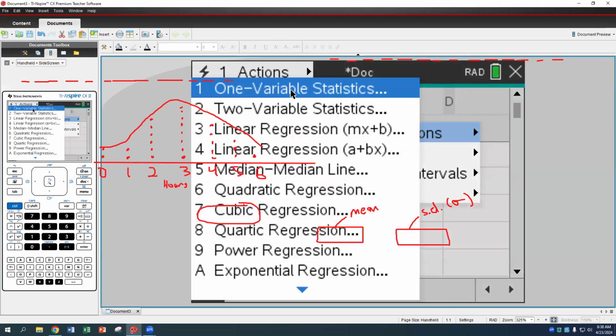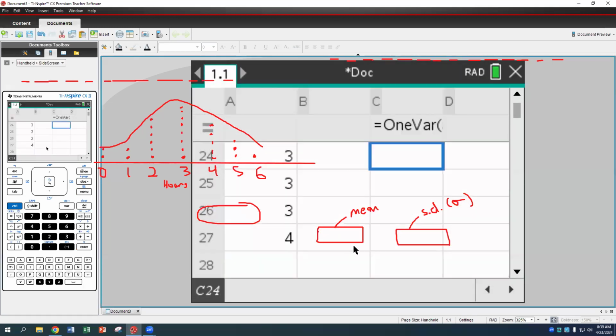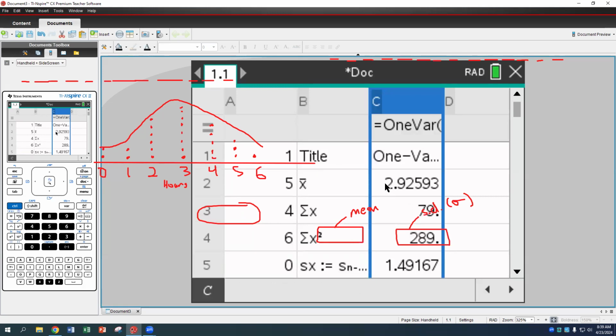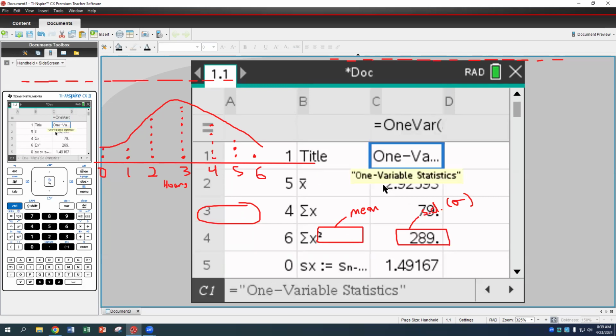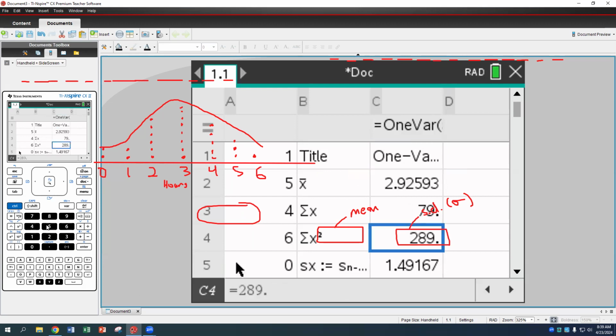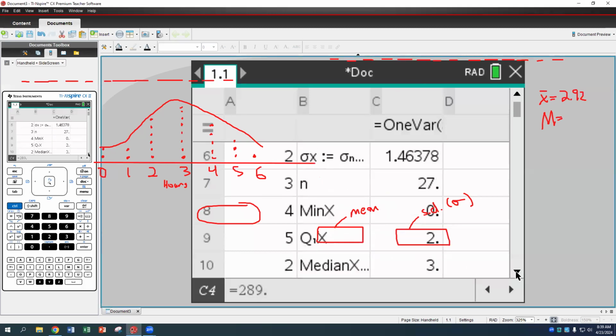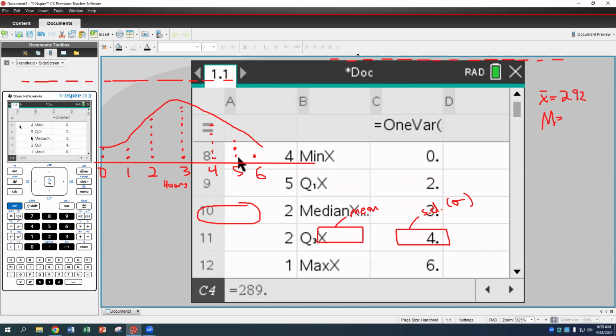Then we go to menu, statistics, stat calculations. We go to OK twice, and it gives us all the stats we need here. Our mean is 2.92. Our median is 3. Our mode, the one that occurs the most, was 3.